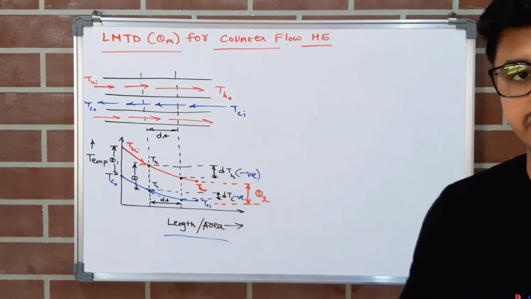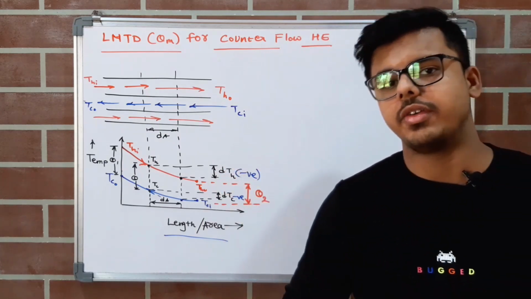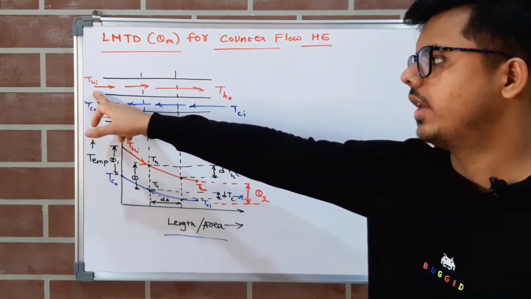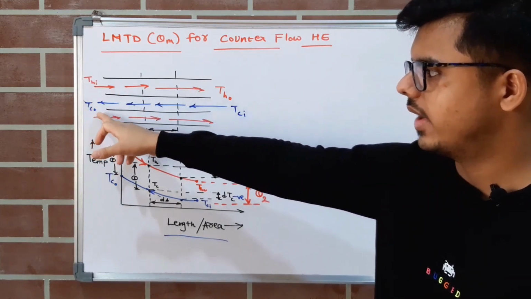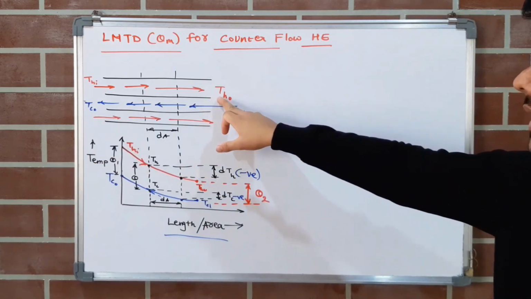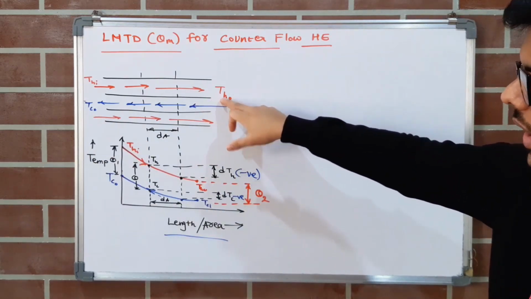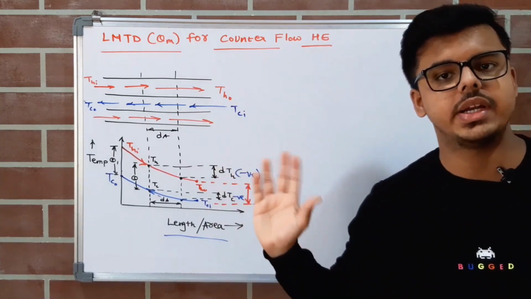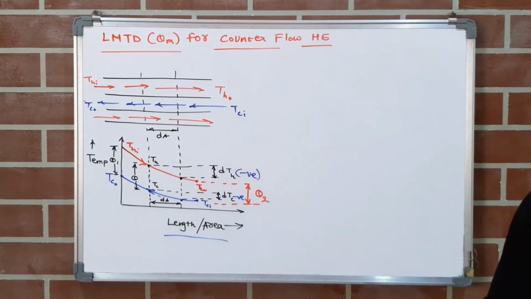In counter flow we know that the inlets and outlets of the two fluids are on opposite sides. If you can see, the inlet of the hot fluid is on the left hand side, and on the same side we have the outlet for the cold fluid. On the right hand side we have the outlet for the hot fluid, and on the same side we have the inlet for the cold fluid, right? That means the inlet and outlet are different in a counter flow heat exchanger.